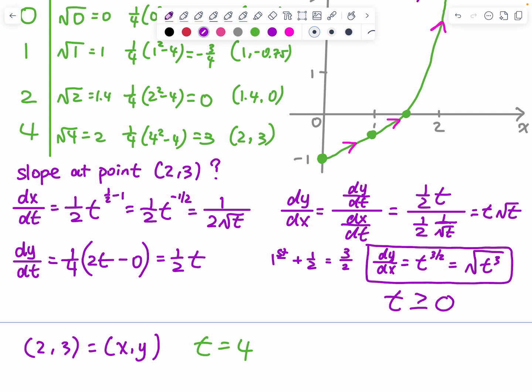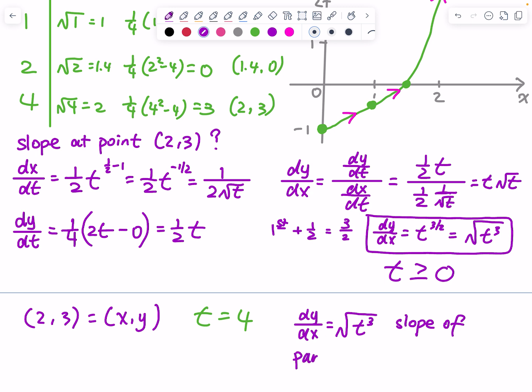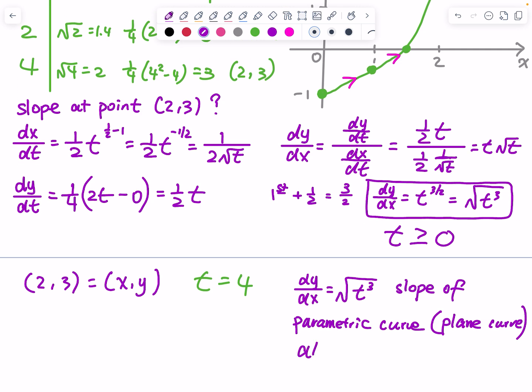you know what? The dx dt, so this one I like to give some names, because in differential calculus, every time I get a result, I prefer to give it a name instead of just saying that is the derivative. Let's do a dy dx. We will come back to the t over 4. dy dx is equal to the square root of t to the third power. This is the slope of the parametric curve. Parametric curve means plane curve. They usually use a big C to represent that at t, where t is greater than or equal to 0.